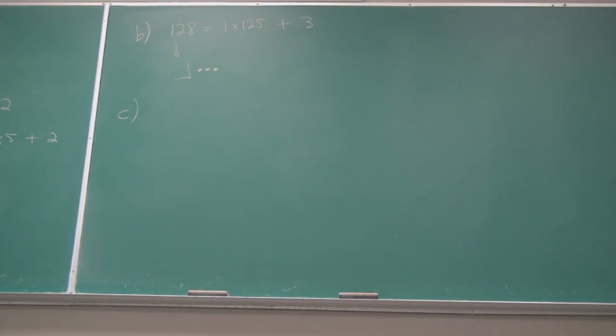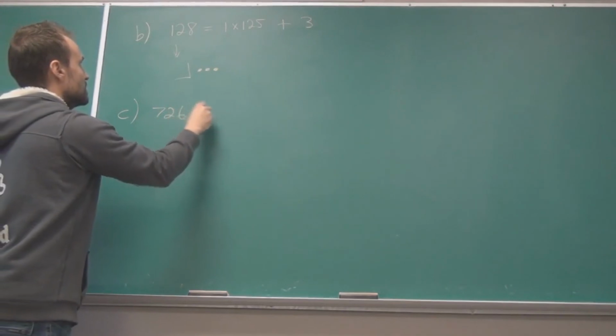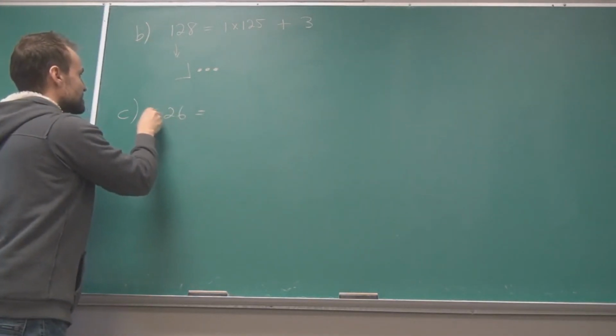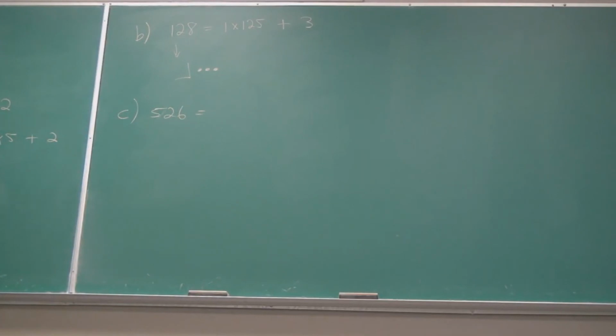All right. C, 726. So how many 125s? Oh, that's a bad example, because I just said we're not going bigger. I'm going to change that. Does anyone have a pen so I can remember to change that? Borrow a pen here. So I just said we're not going to go too big.